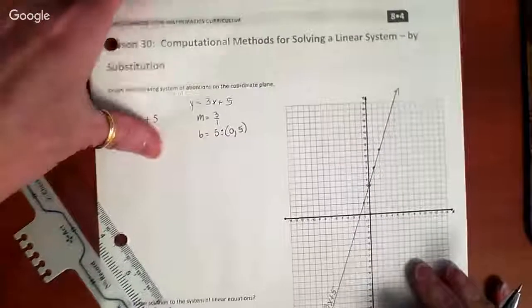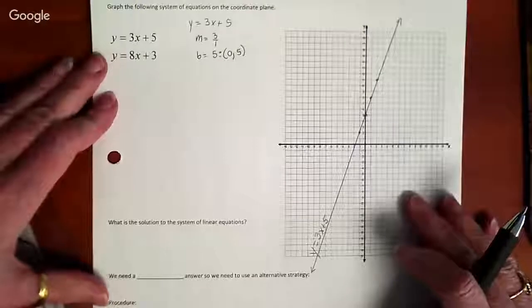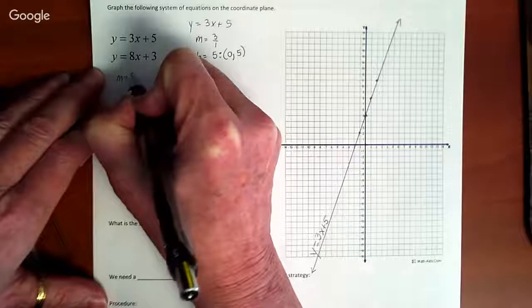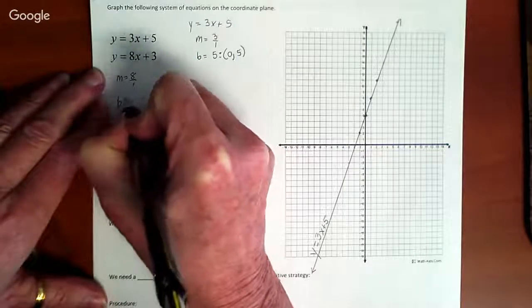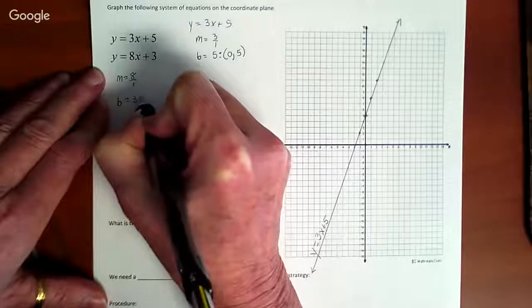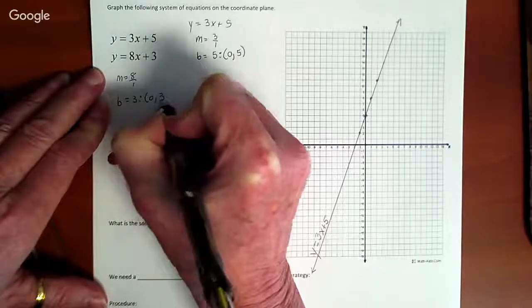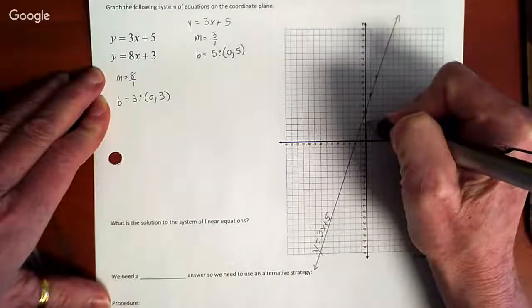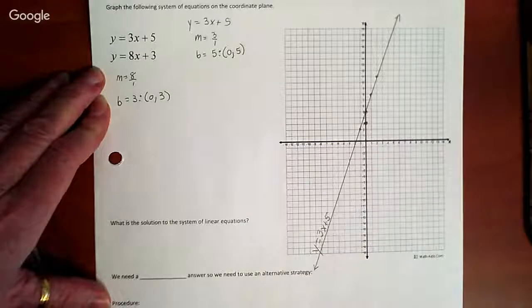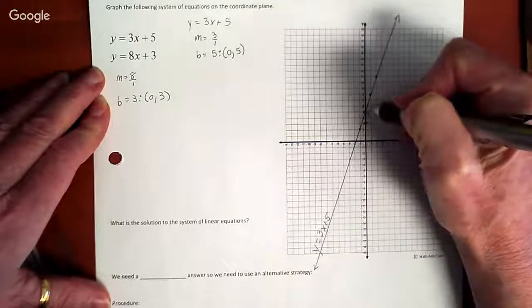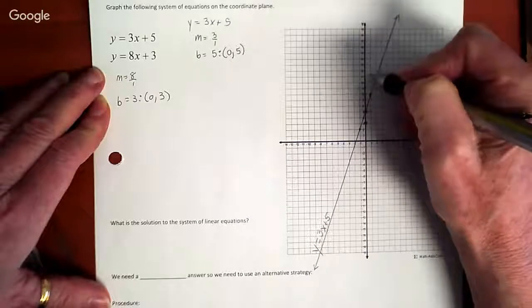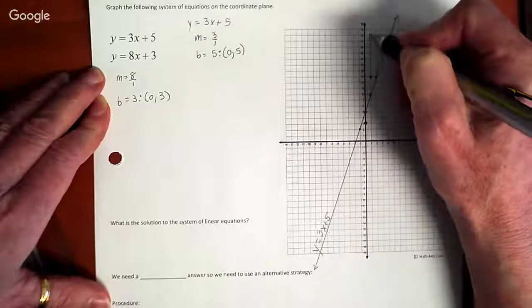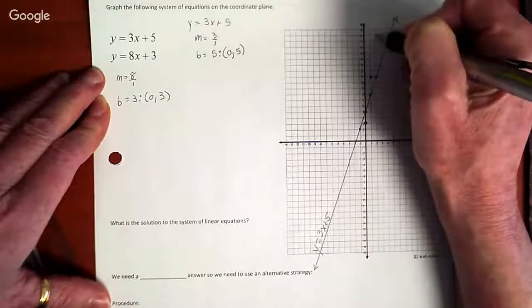Okay, so next we have y equals 8x plus 3. So my slope equals 8 over 1. My b is 3, so (0, 3) for that. So I'm going to go to (0, 3), which is right here. And I have 8: 1, 2, 3, 4, 5, 6, 7, 8 over 1.